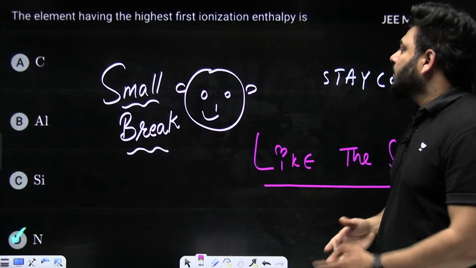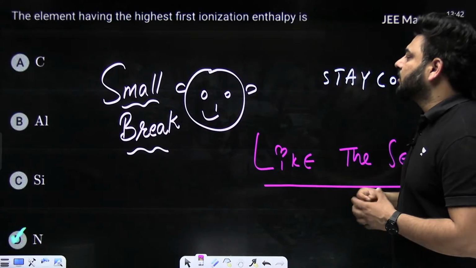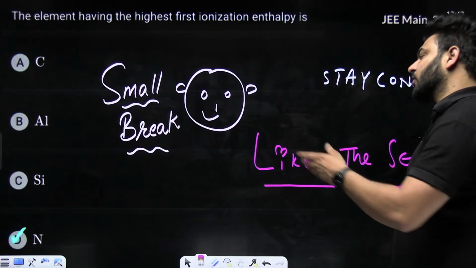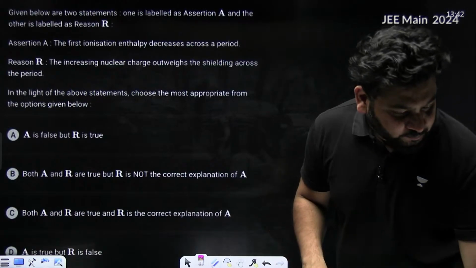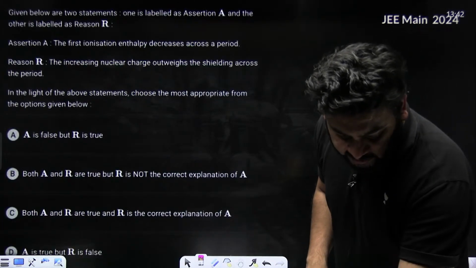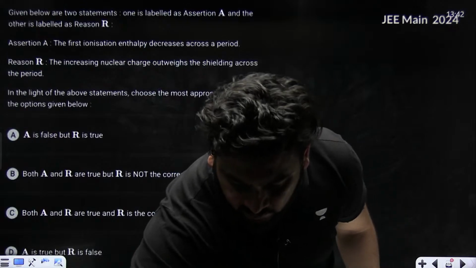So this is the question we left with: the first ionization enthalpy is highest for the most stable electronic configuration, for nitrogen. Then we'll have another question over here. So let's see, we have the next question here, everyone with us.